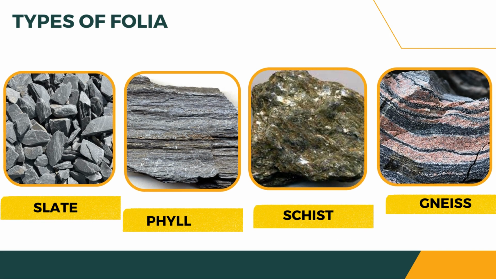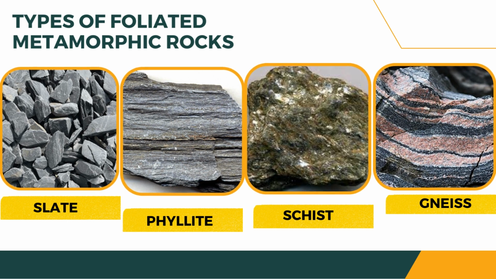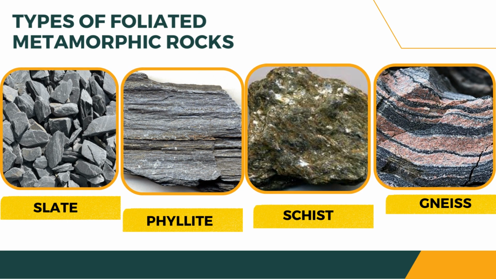There are four types of foliated metamorphic rocks. First is the slate, second is the phyllite, third the schist, and the last one is the gneiss. Slate, phyllite, and schist are rocks that are not normally banded. The composition of the rocks, as expressed by its minerals, is uniform throughout the volume of the rock.